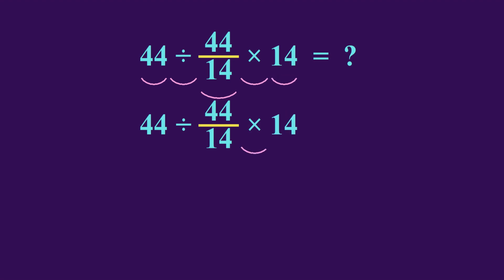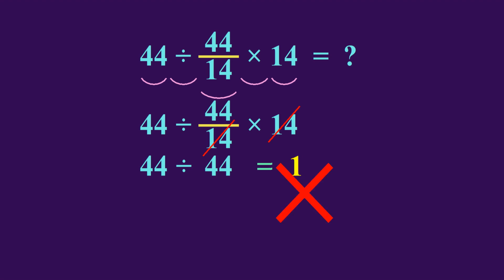First we do this multiplication: 44 over 14 times 14. We can easily cancel this 14 and this 14. So here we have this 44 only, and 44 divided by 44 equals 1.